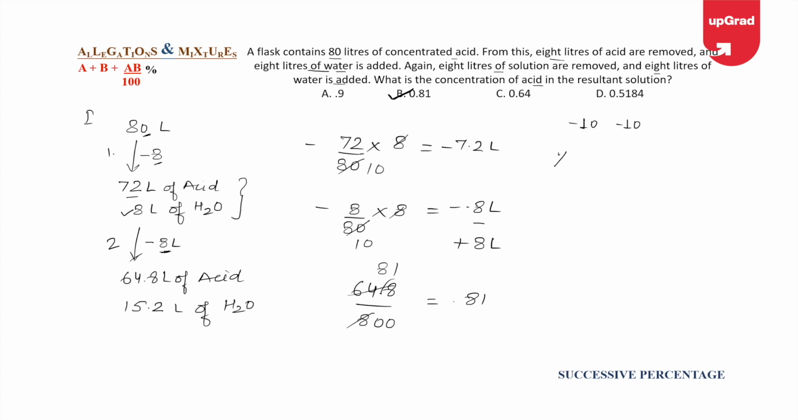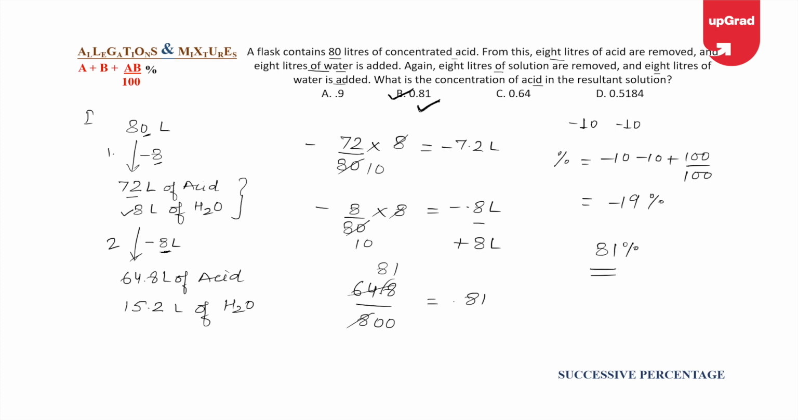So what will be my overall effect? It will be A plus B plus AB by 100. And I'll end up getting minus of 19%, which means how much of the percentage is left? It will be 81%. And that's actually my answer.